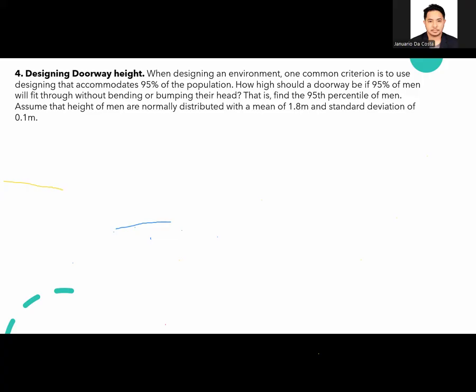Okay? For example, that is the case. That means we have to find the 95th percentile of men in terms of height. Assuming the height of all men in the population is normally distributed with a mean of 1.8 meters and a standard deviation of 0.1 meter.